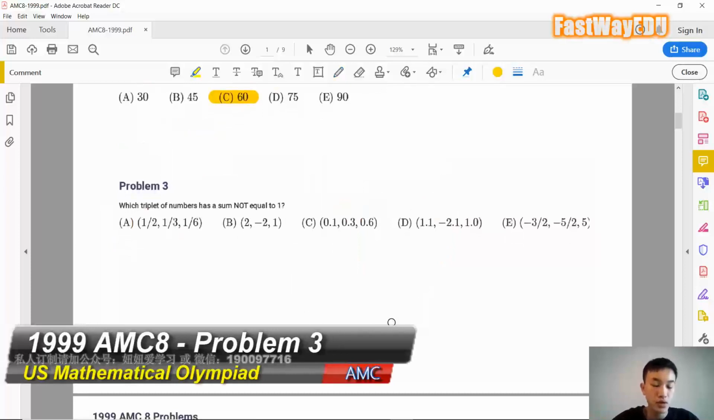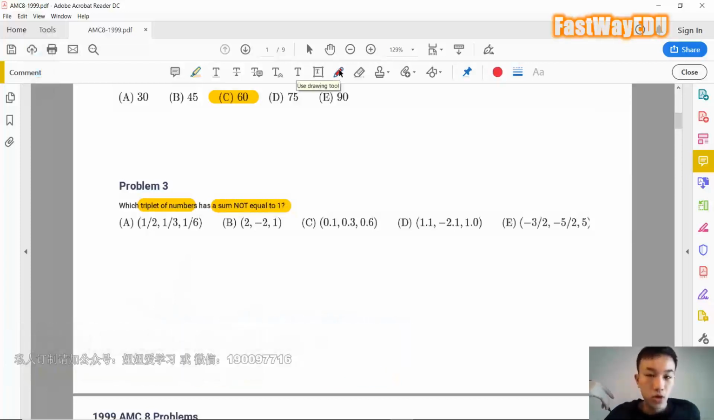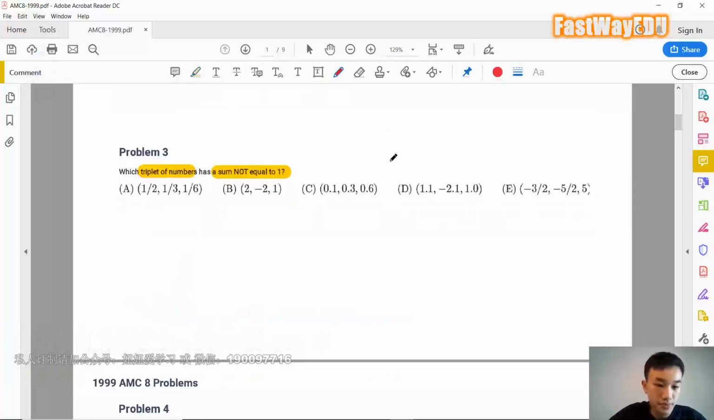Problem 3. Which triplet of numbers has a sum not equal to 1? Alright, this is just quick addition, right? So let's look at A. So half plus 1 over a third.